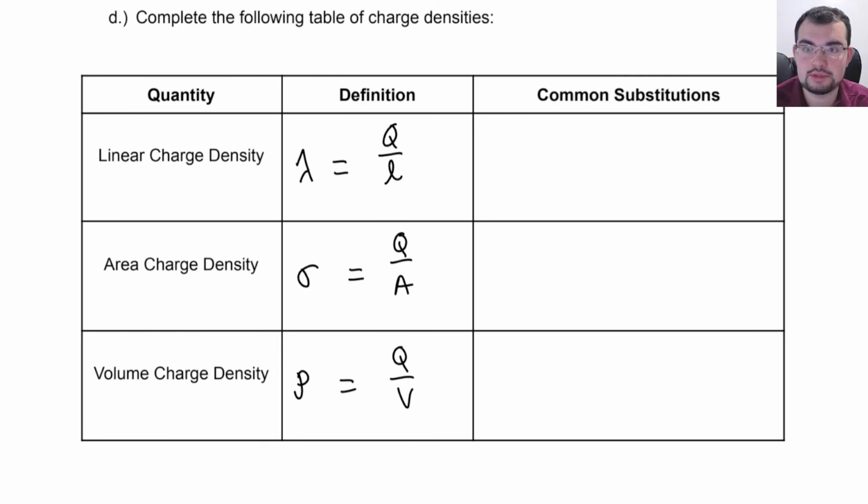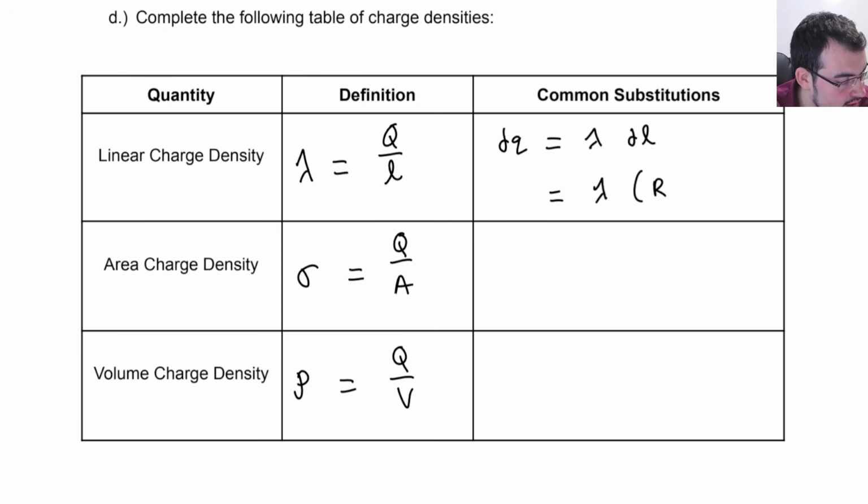So our common substitutions here is, well, you can get Q. You can get a tiny chunk of charge dq by doing lambda times d length. That's just a definition. And the only special kind of length we have is along a circle. Length would be arc length, r d theta. Most of the time, you're just doing this differential directly. Now, dq, in general, is sigma dA.